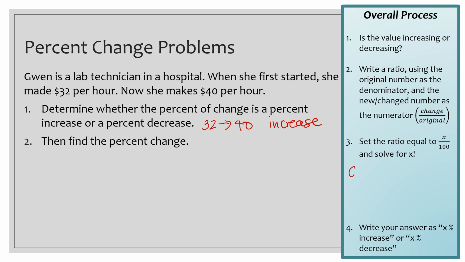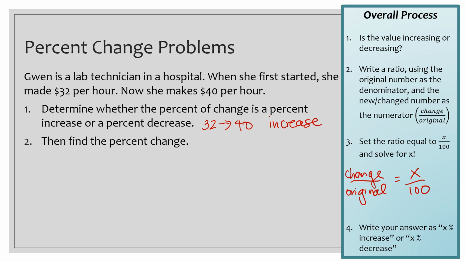So what I'm really saying is, look, I want you to write, and I'll write this a little bit better, change over original equals x over 100. So that's how you're going to set this up. And then you're going to write your answer as x% increase or x% decrease.